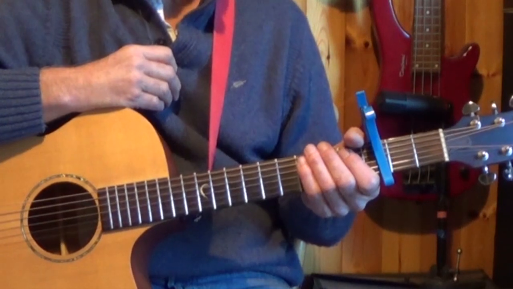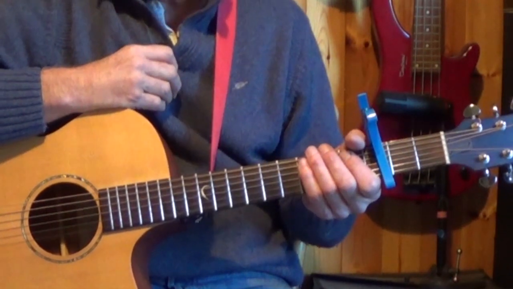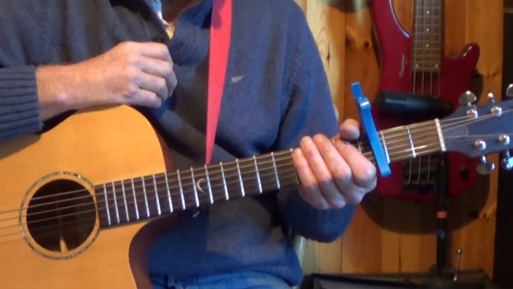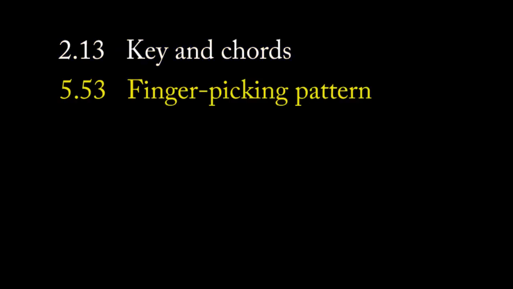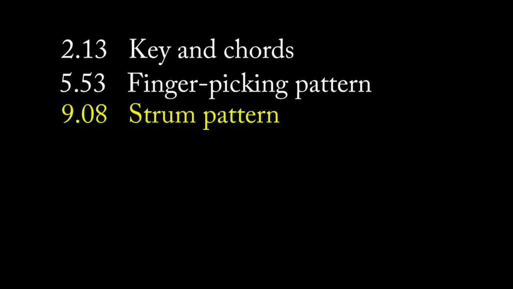As usual, I'm going to break the lesson into sections so you can jump ahead to whatever you want to go to. First of all, we're going to look at the key. It's in the key of B flat, and the chords that we're going to use. Now we have the capo on the 3rd fret, so the key of B flat is not as daunting as it might sound. Then we're going to look at the picking pattern I use. We're going to look at the strum pattern I would use if I was strumming along to the song.